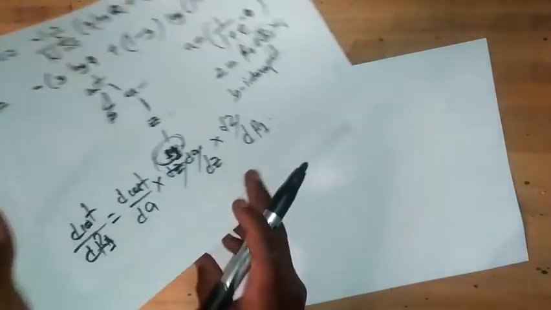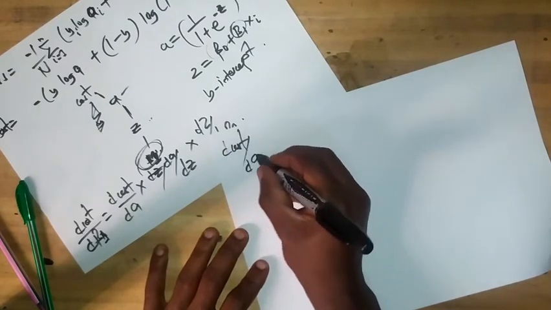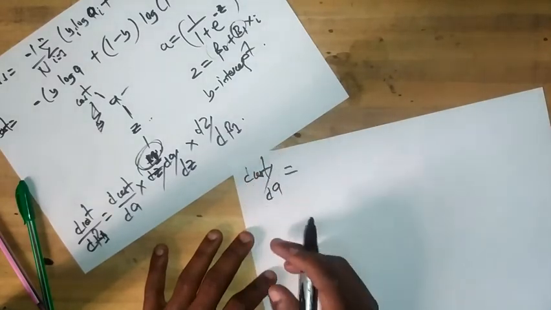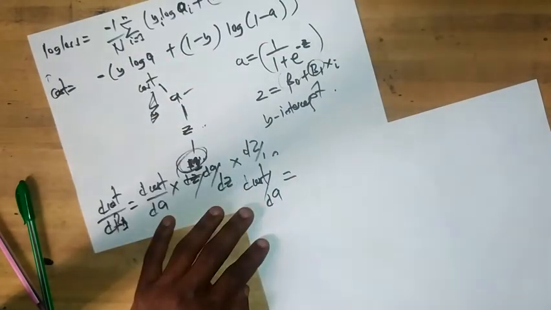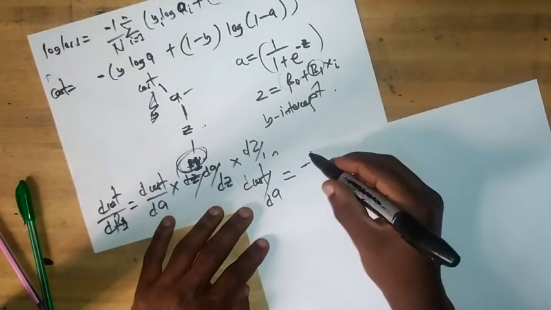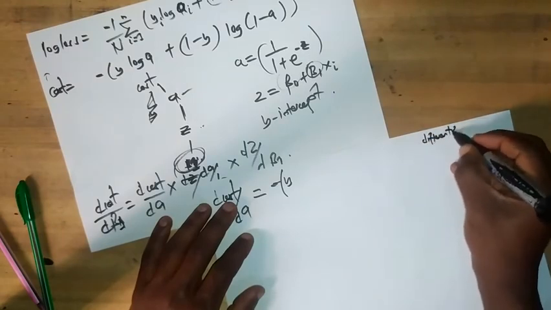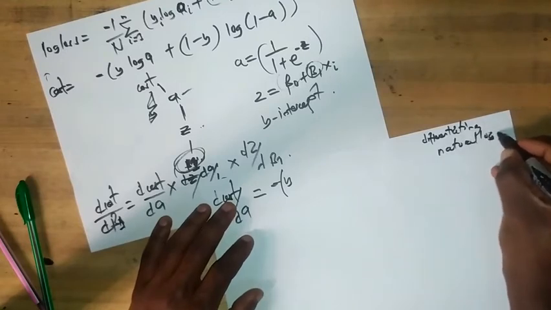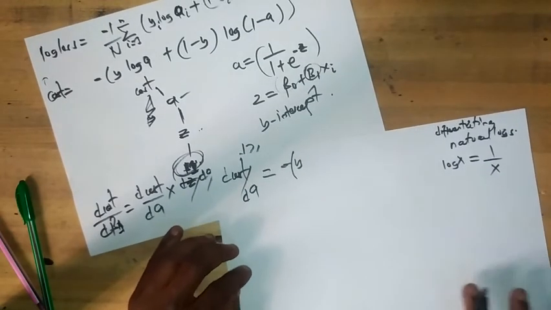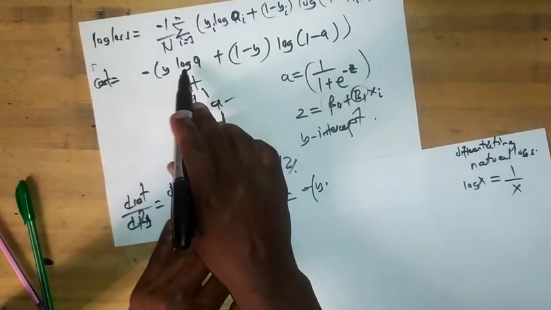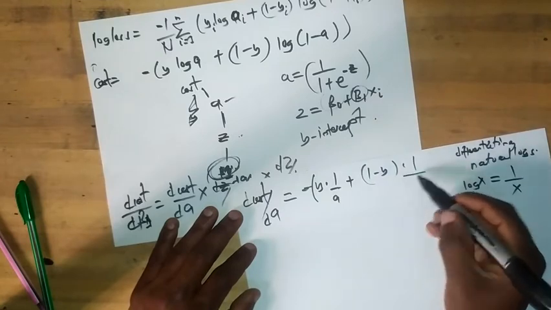Now let's start with the derivative of cost with respect to a. Because this is our cost function now, let's differentiate this function, so it becomes minus y, in bracket, minus y. We know when differentiating natural logs, if you're given log of x, differentiating will become 1 over x. So now this will become multiplied by log of a, which becomes 1 over a, plus 1 minus y multiplied by log of 1 minus a.